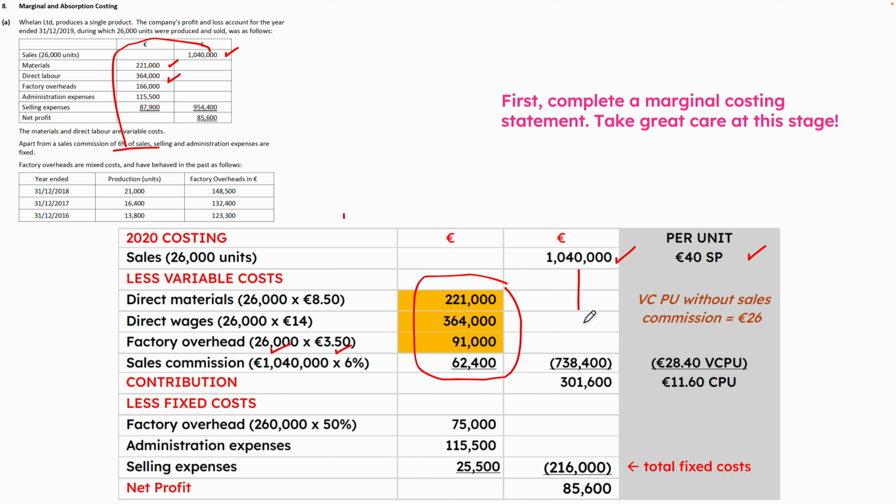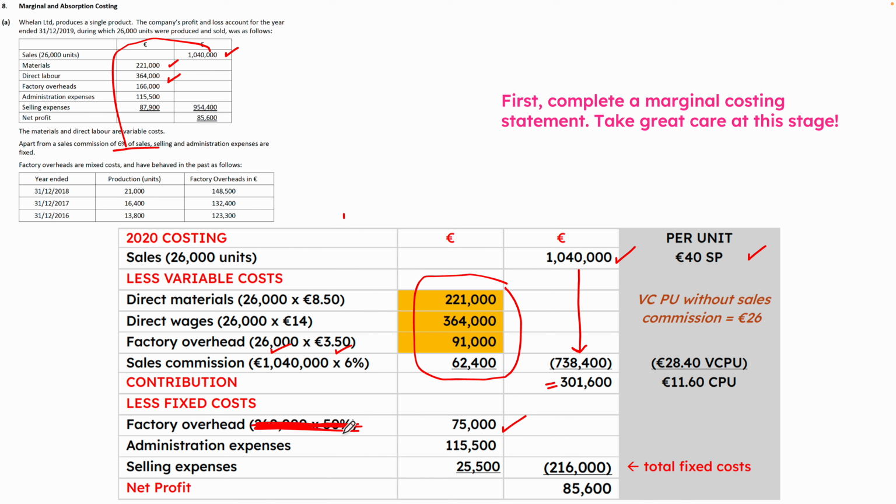€28.40 is our variable cost per unit. Now, when we take that away from the 104,000, we get a contribution of 301,600. When we divide that by 26,000 units, we get €11.60. That is the contribution per unit. Okay. Then we have the fixed cost. So the factory overheads, we have the 75,000. 75,000 is the factory, the fixed element of that.